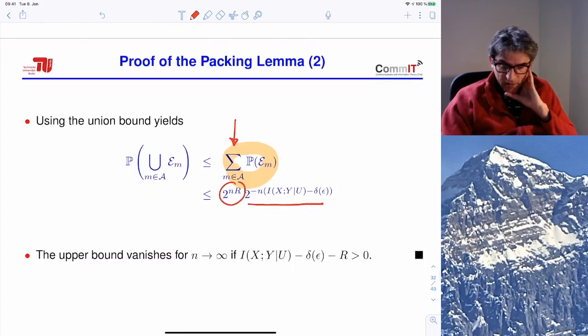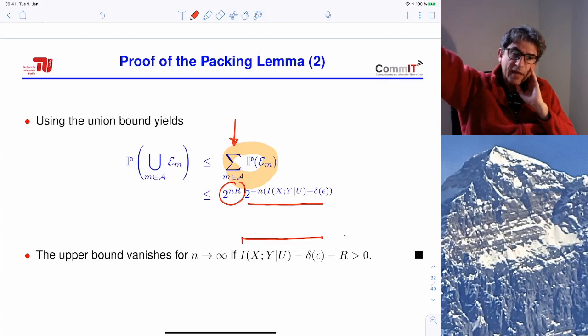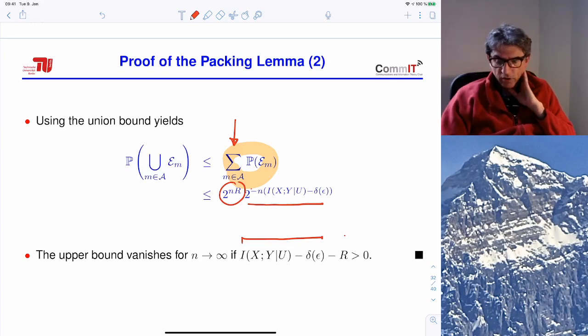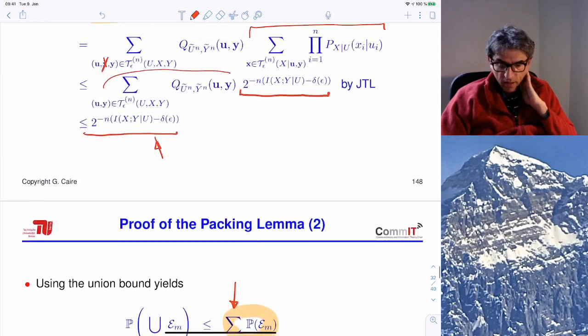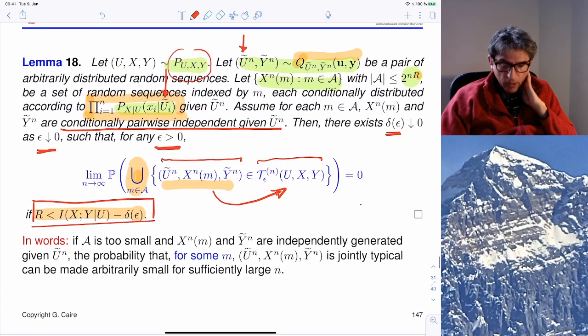So at the end, this vanishes if the exponent is negative, and the exponent is negative if this mutual information minus delta is greater than R. Then you have 2 to the n times a negative quantity. When n goes to infinity, this goes to 0 exponentially, and this proves the packing lemma. Okay.